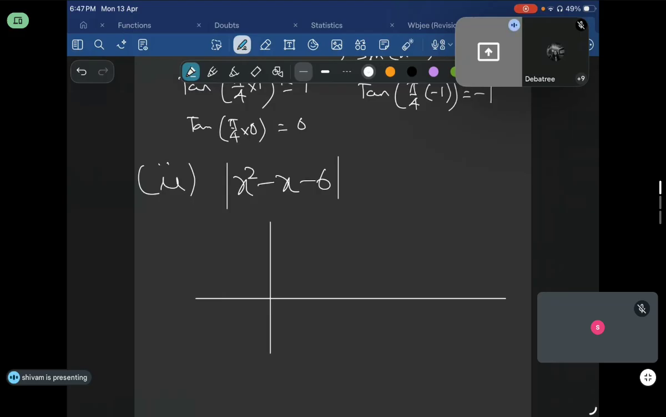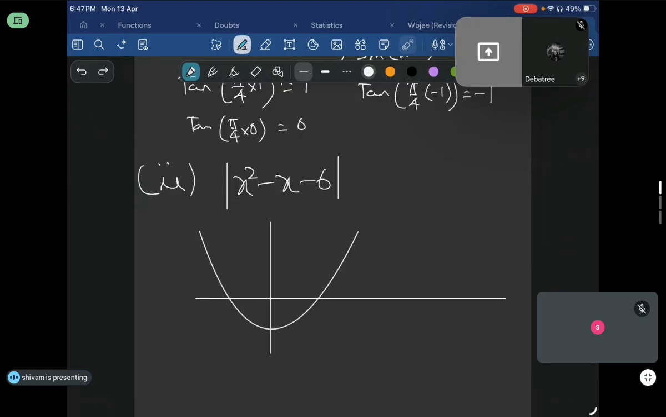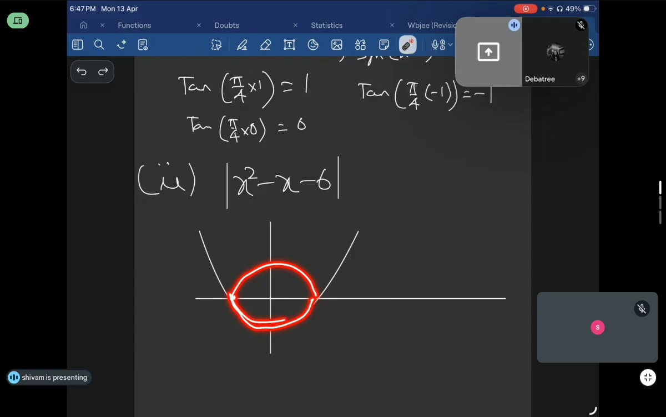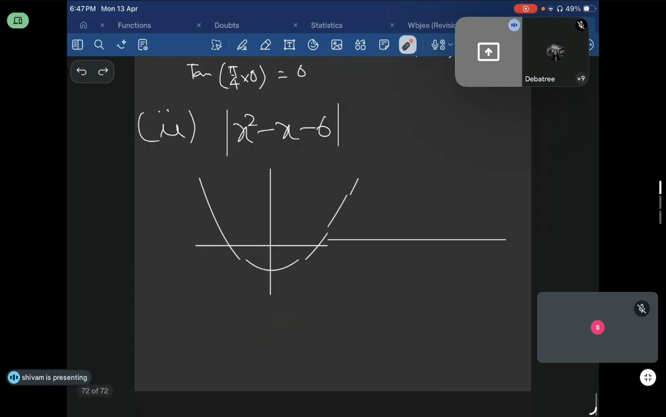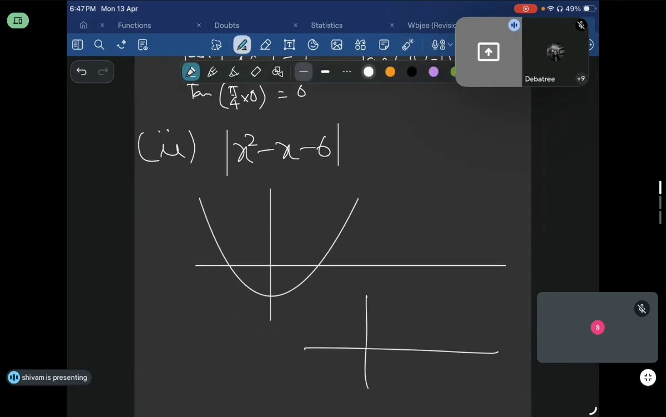So it will look somewhat like this. Okay. But whenever it is on the negative side, it will be reflected. This part of the graph will be reflected above. Yes or no? Because mod cannot be negative. So finally the graph of the function will look somewhat like this. This is for everyone. Are you people getting? Tell me. Yes. This is how the graph is going to look.